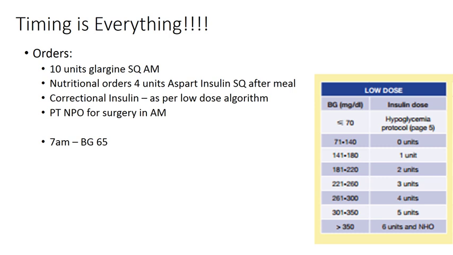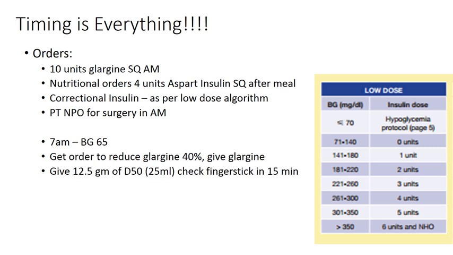Well, we know this patient still needs their long-term insulin, which is glargine. So you'll get a 40% reduction of glargine and you give it, so it's 6 units. Additionally, they're hypoglycemic and NPO, so they have to get 12.5 grams of D50 and check a finger stick in 15 minutes.